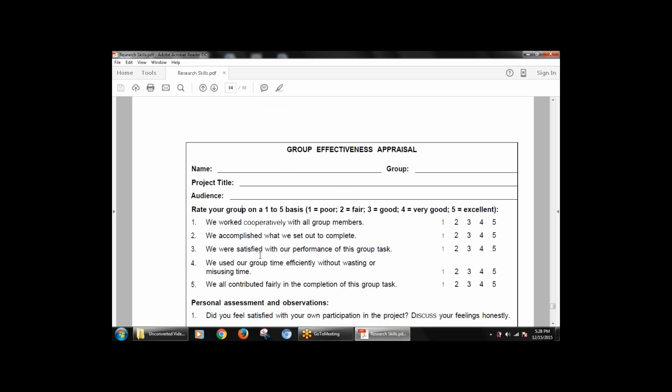So rate your group on a 1 to 5 basis, where 1 is poor, then 2 fair, then 3 good, then 4 very good, then 5 is excellent. So these are the 5 parts. Either you can opt for poor, fair, good, very good, excellent.